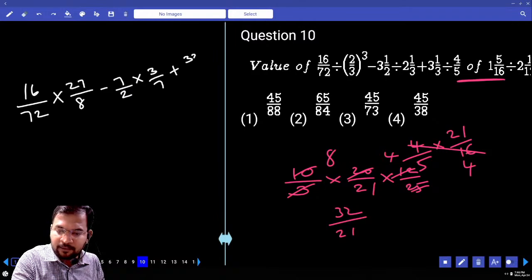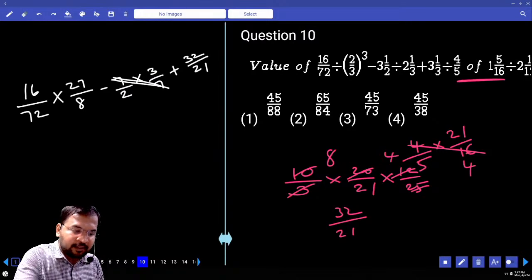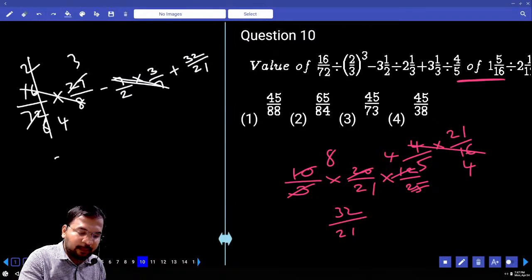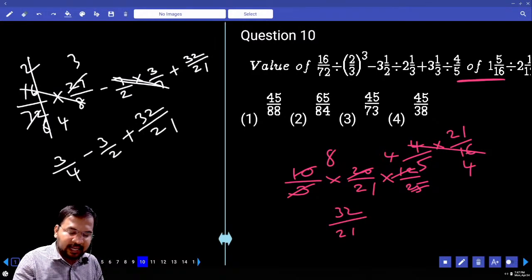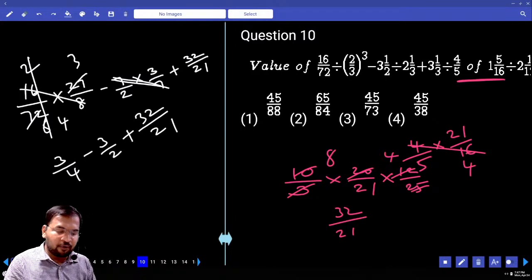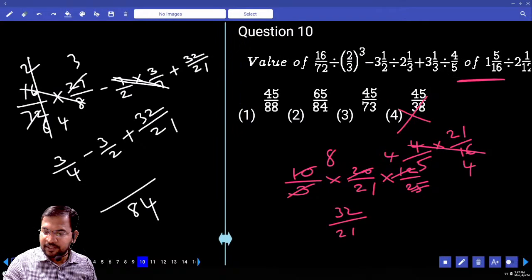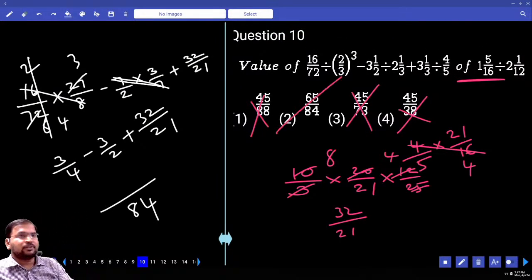32 by 20, 7 7s get cancelled, 8 2s are 9, 3s are 9, 8s are 2, 4s are 3 by 4 minus 3 by 2 plus 32 by 21. LCM, Nana, 2 is there in 4, 21 times 4 is 84. So see the options, which denominator is 84. So no need to go for the numerator. Are you clear, Nana?